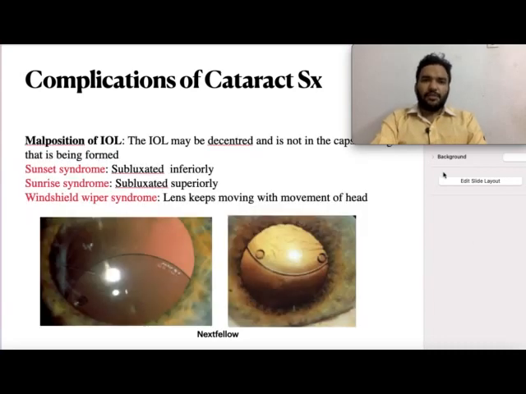Coming to complications, first is malposition. The IOL may be decentered, it may not be in the capsule or bag. So there are three types. These are fancy names: sunset syndrome, where, as you can see, the lens is sitting low like the sun setting, and then sunrise syndrome, where it is subluxated superiorly, as you can see the sun has risen, and then windshield wiper syndrome, where it moves with the position of the head like a windshield wiper.